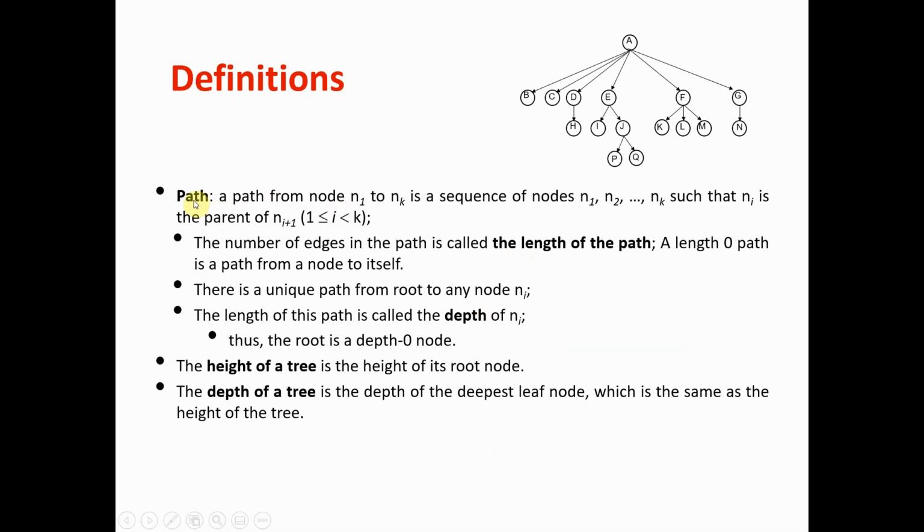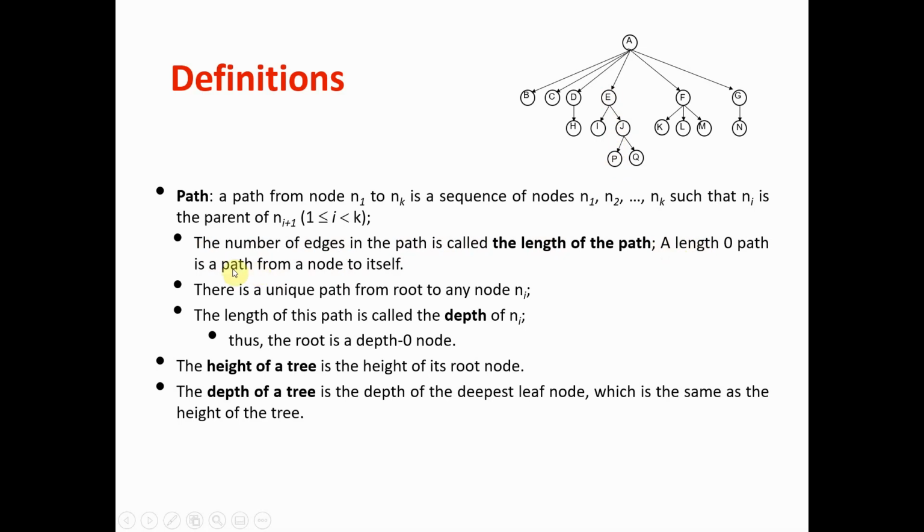We already mentioned the path. A path from node n1 to nk is a sequence of nodes such that ni is the parent of ni plus 1. Here, for example, there's a path from A to Q, which is A, E, J, Q. Or we can specify it by the edges that we go through. There is also, let's say, a path from F to K, or from E to P, which is E, J, P. The number of edges in the path is called the length of the path.